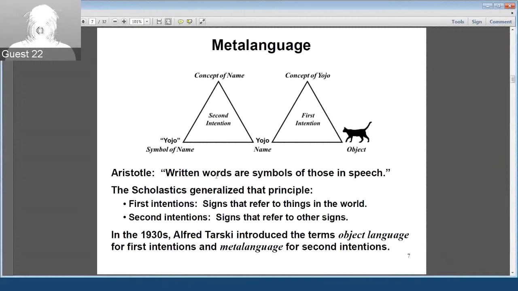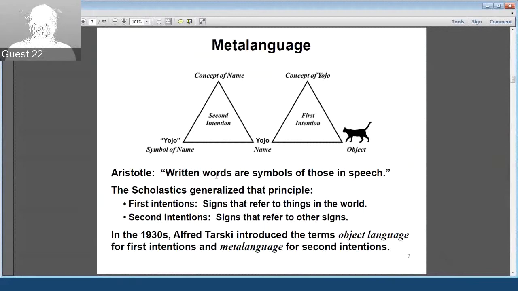So these are a huge number of issues that were addressed back in the 13th century. The 13th and 14th centuries really got to a high point in logic. And as I said, the 17th century was a downward step from the heights of the 14th.